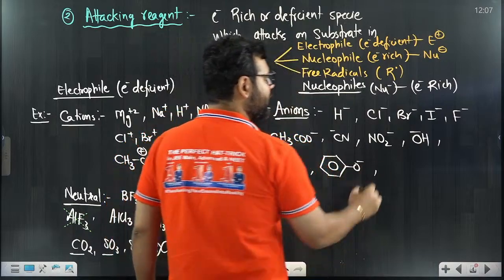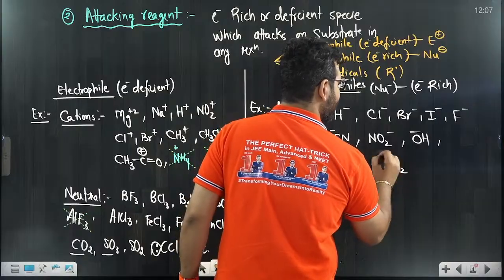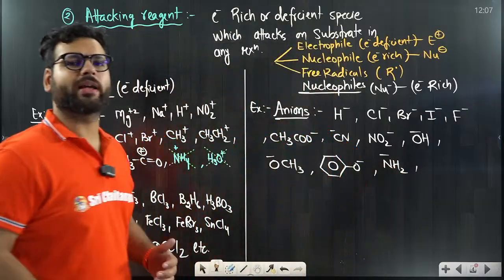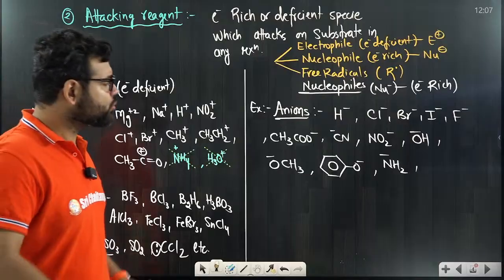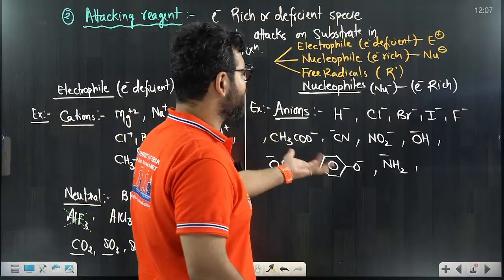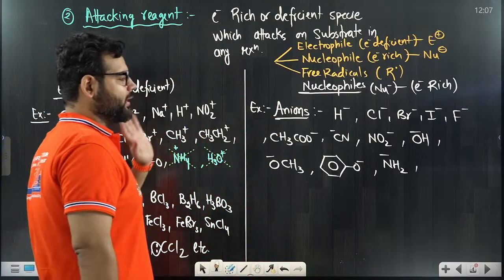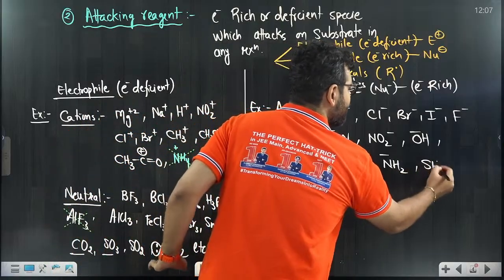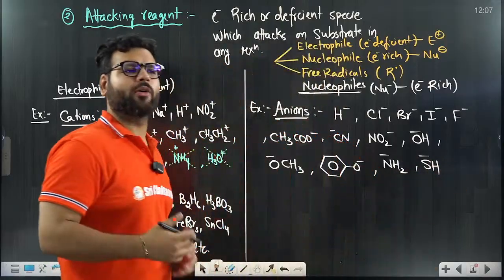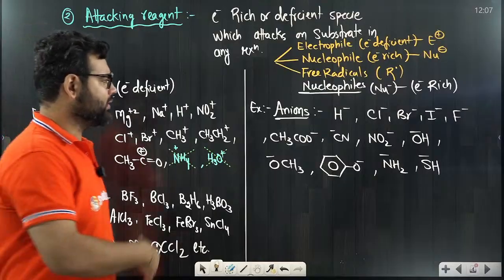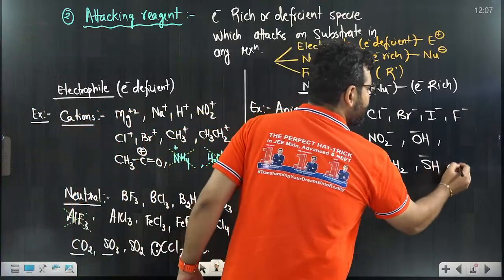Okay. Then other anions like NH2 minus, amide. Okay, so many can be there. I have just written a very few examples which are here next to you. You can take SH minus if you want to make thioalcohol. So these are the ones, and then I'm writing etc.